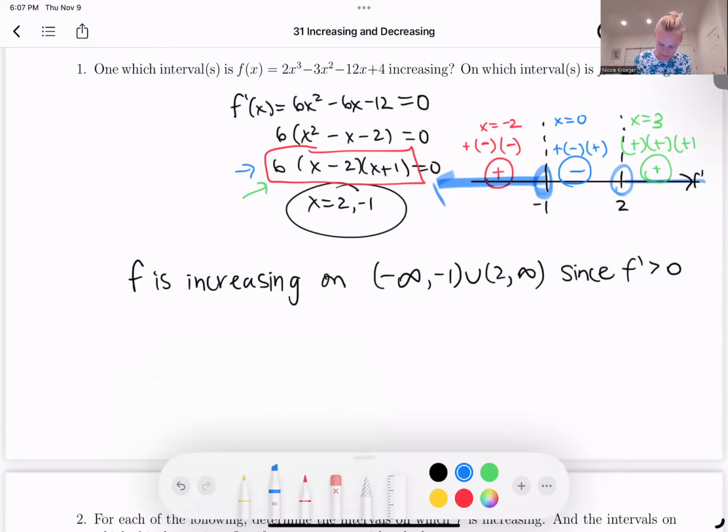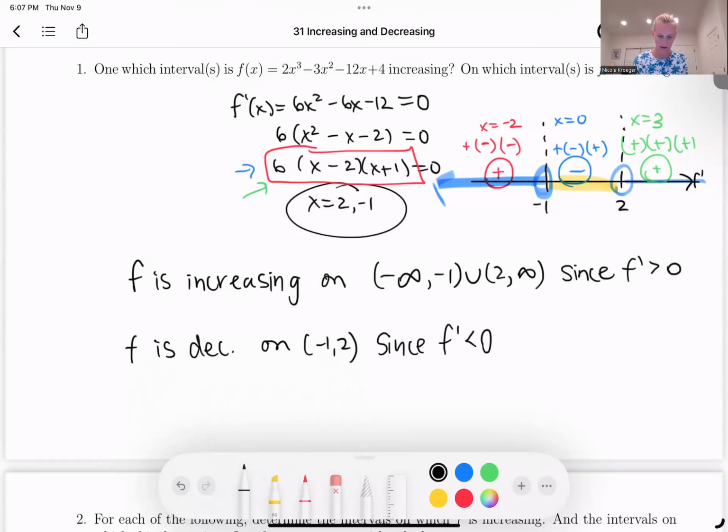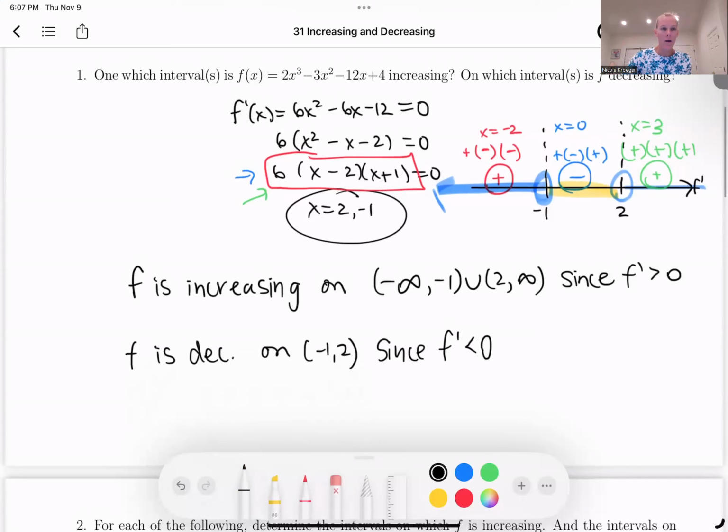f is decreasing where the derivative is negative. So that is going to be between -1 and 2. So f is decreasing on -1 to 2. Once again, we can't include the -1 or 2 because the derivative is 0 there, so the function is neither increasing nor decreasing. This will be since f prime is negative. Okay. So if we look at the graph of this function in just a second, we'll see if this matches.